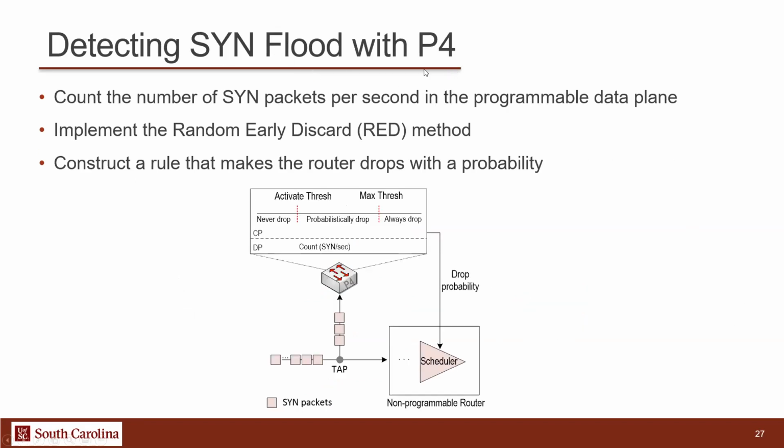So we also developed an algorithm in P4 just to count the number of SYN packets per second. So this is all happening in the data plane. And then this value, the count of SYN per second, will be sent to the control plane where we are implementing the random early discard. And the idea is we would have two thresholds, activate and max threshold. If we are below the activate threshold, we don't drop any packet. As soon as we start exceeding the activate threshold, we start probabilistically dropping the packets. And when we get to the max threshold, we always drop the packet.